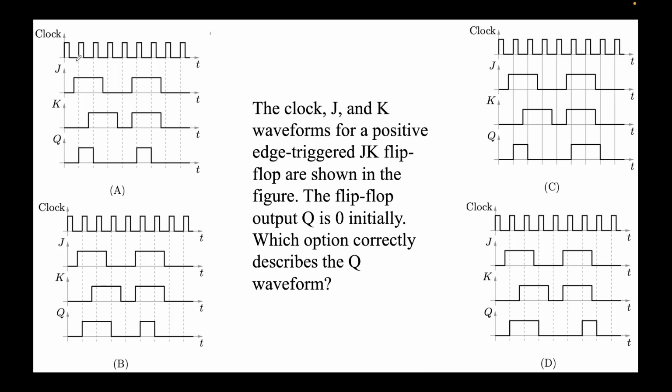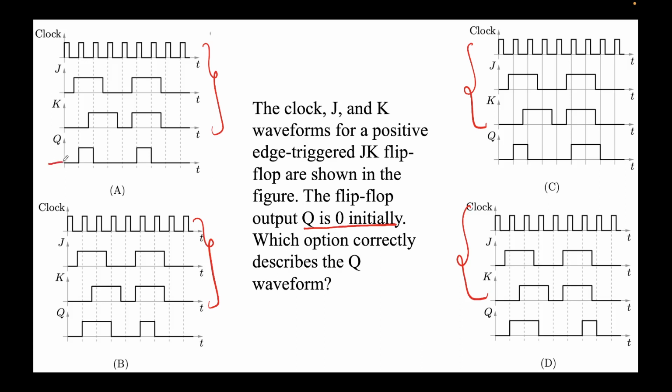So these are the figures you can see. Clock, J and K are shown in each of the figures. The flip-flop output Q is 0 initially. Which option correctly describes the Q waveform? We are given the clock, J and K, and we are required to find how the output waveform looks like. The initial value of Q is 0, which you can see in all these four waveforms.